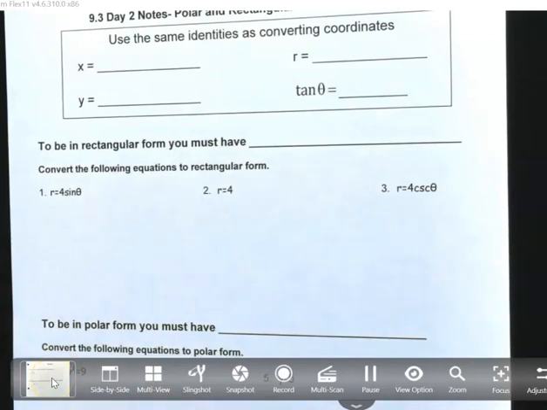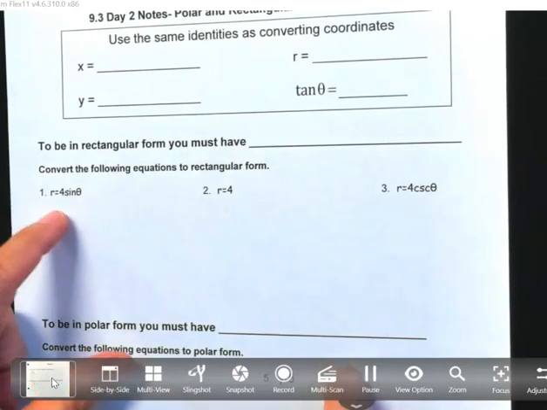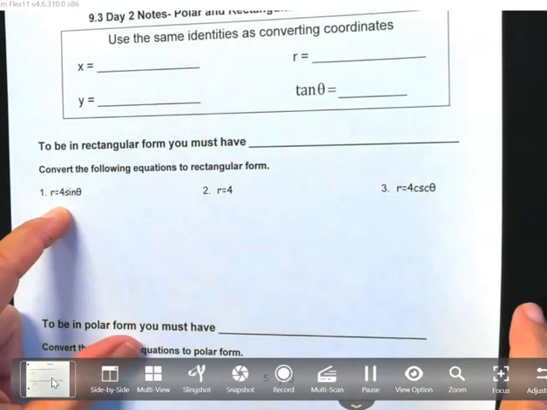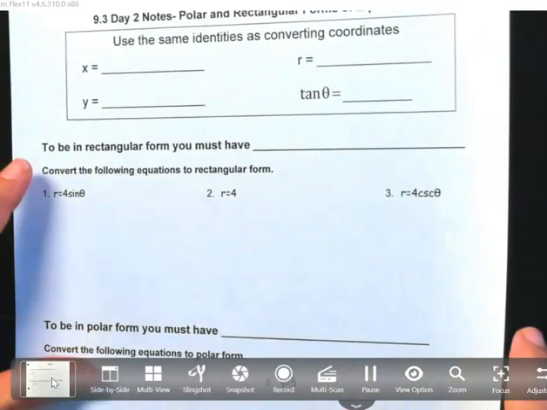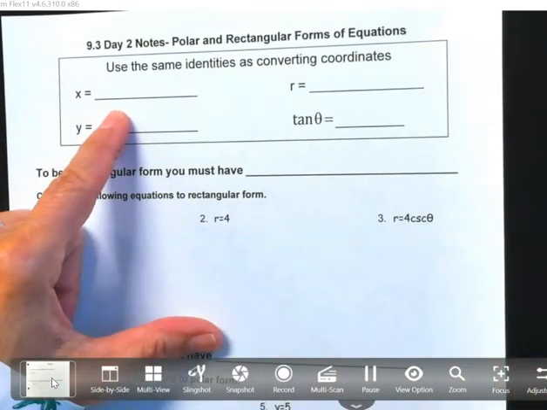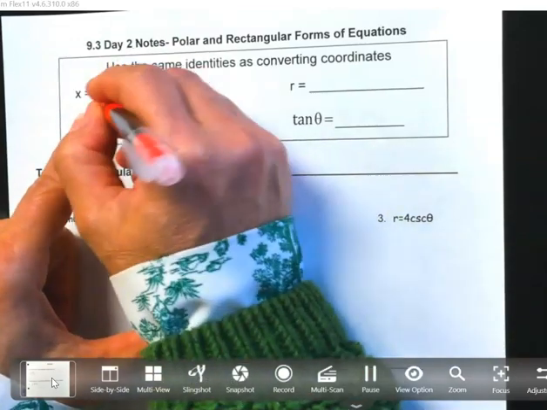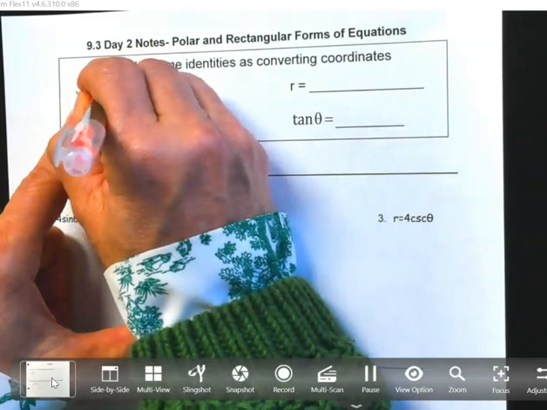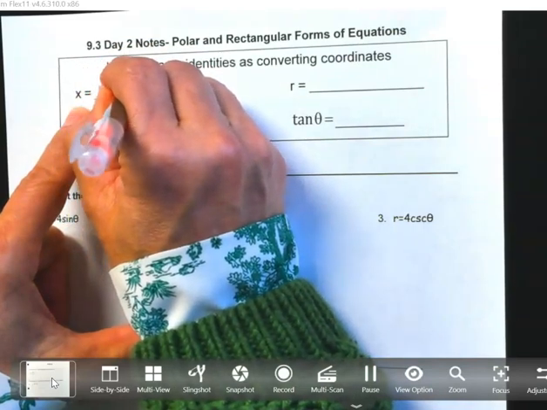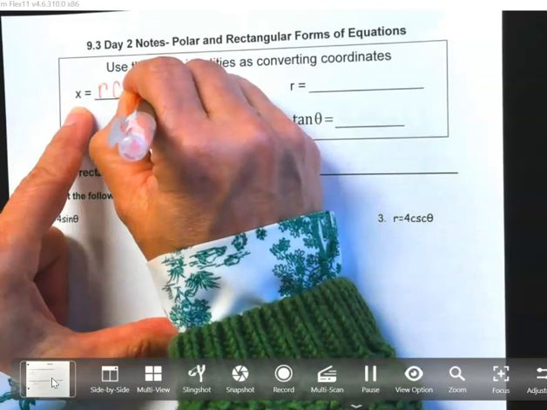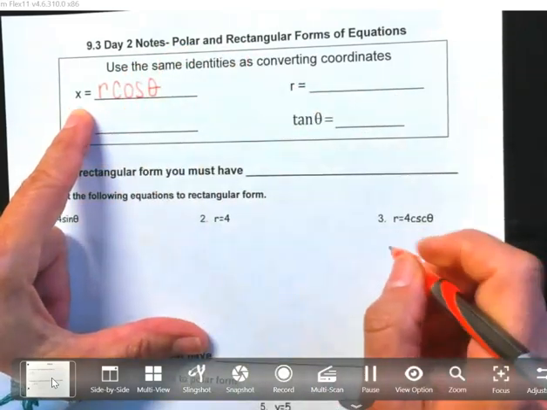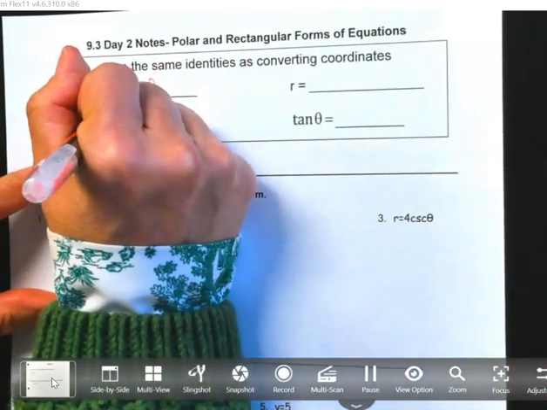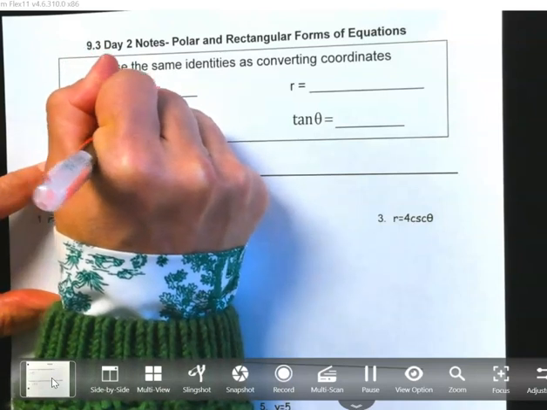Right, so here we go. We're going to do kind of the same thing, but instead of them being ordered pairs, they're equations. So let's just review the same identities that you know. Guys, remember x that you used on your warm-up is r cosine theta. You know that. We just did that on the warm-up. Y is r sine theta.